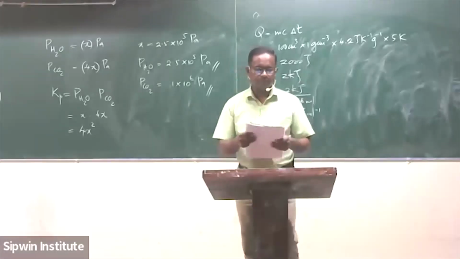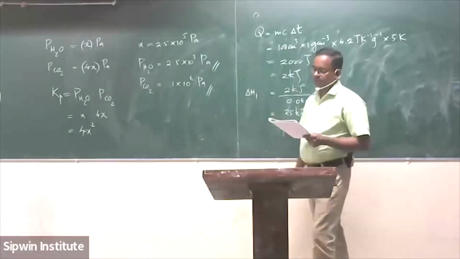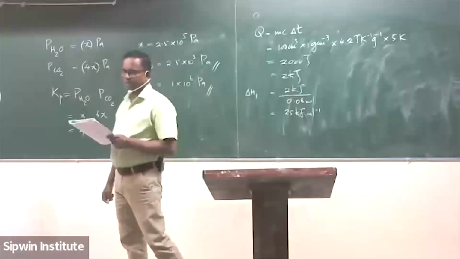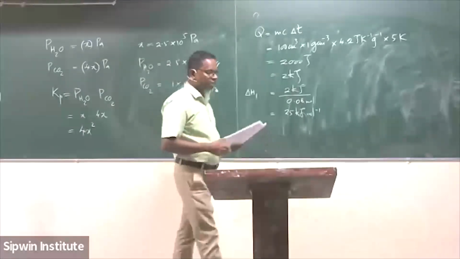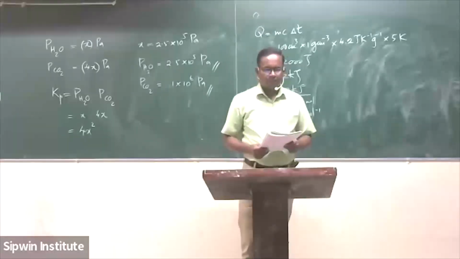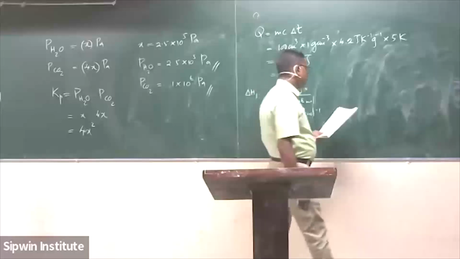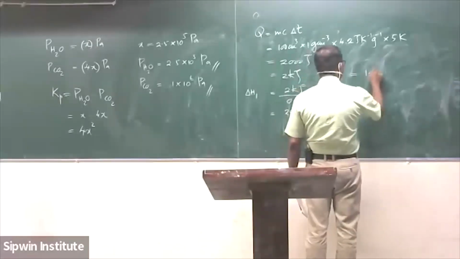Then in the next part, sodium carbonate and 2HCl give 2 sodium chloride, carbon dioxide, water. For that one also we can apply mc delta T in the same way. If you apply it like that, you get 1.4 kilojoules.